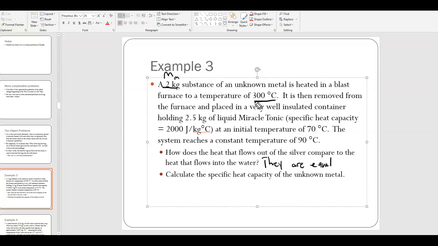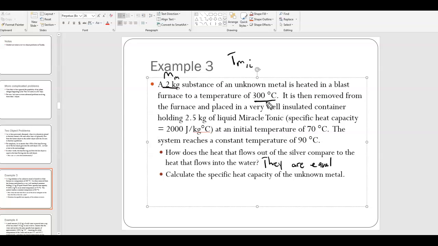Anytime you're doing a specific heat capacity problem, you're going to be dealing with a final temperature and an initial temperature. And so you need to think, is this the final temperature or the initial temperature? Read the rest of the problem and see if you can figure out, is this going to be Ti or is this going to be Tf? And hopefully you figured out that this is actually going to be the initial temperature of the metal.